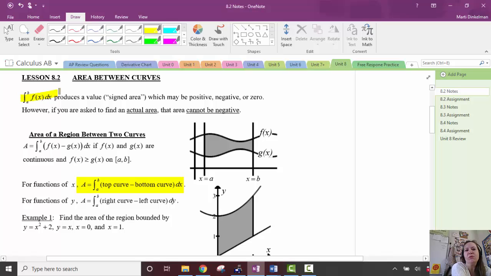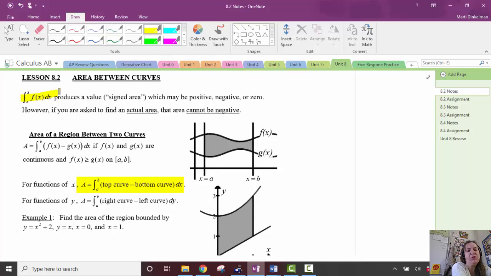And that does produce what's called a signed area, where we can get this net thing occurring. However, if we want to just find total area, we want to make sure that's not negative. That's just what he's mentioning up there.